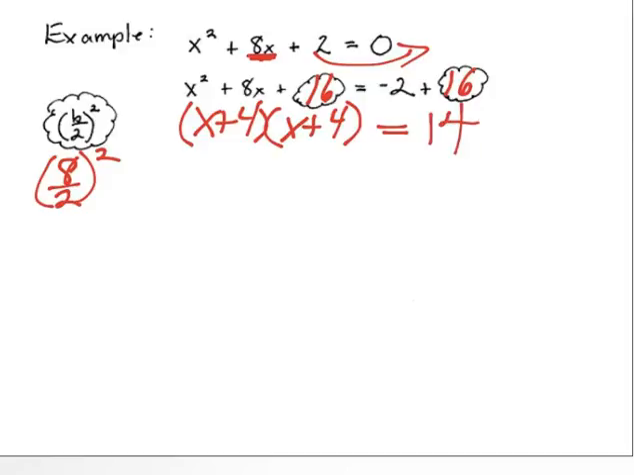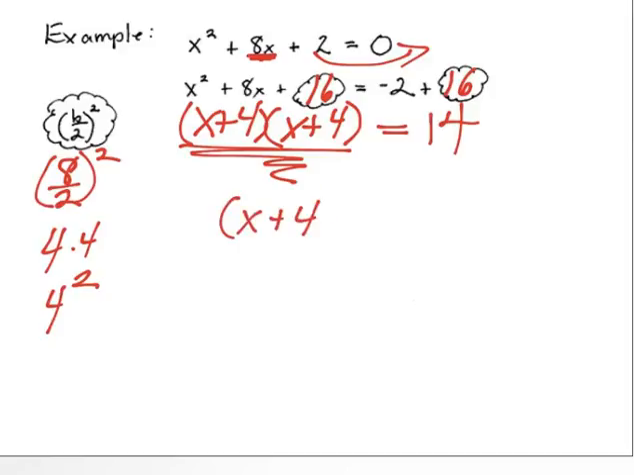Over here we have 14. Now this is not the correct way to write it. If I have 4 times 4, I'm supposed to write 4 squared. If I have x plus 4 times x plus 4, I'm supposed to write x plus 4 squared. All right? And this is where we are. Now I want to stop right there, because now you have to decide what you're going to do.